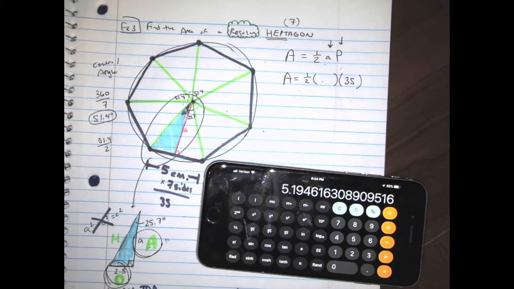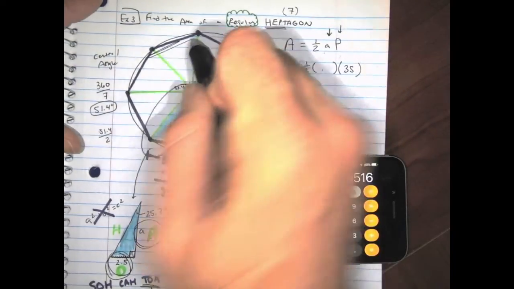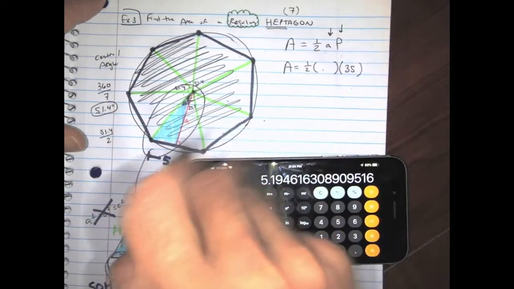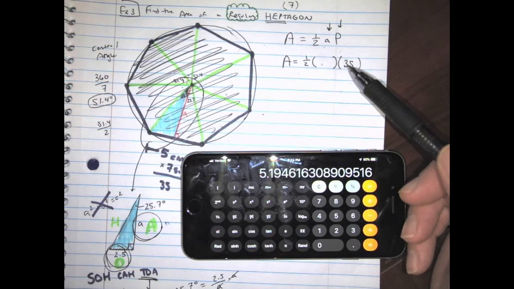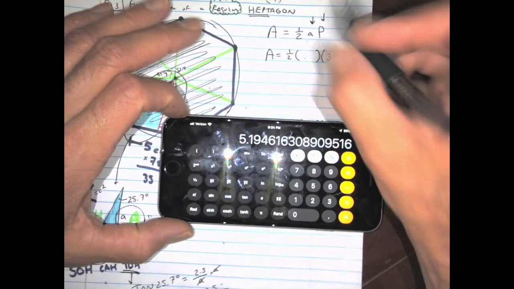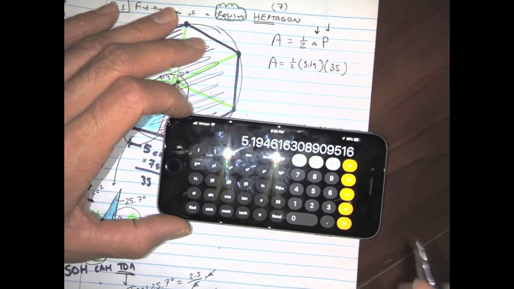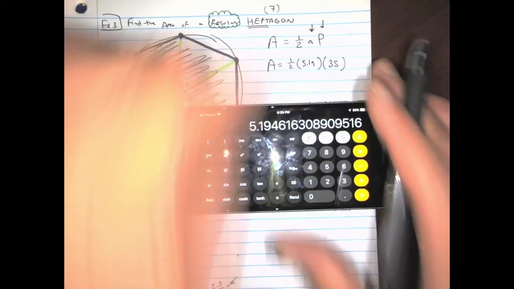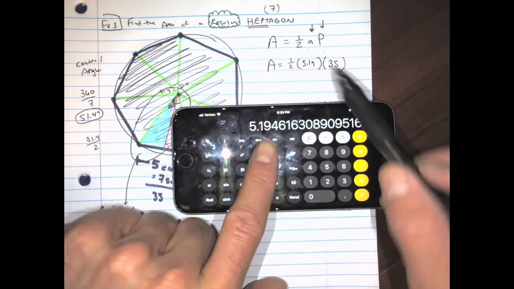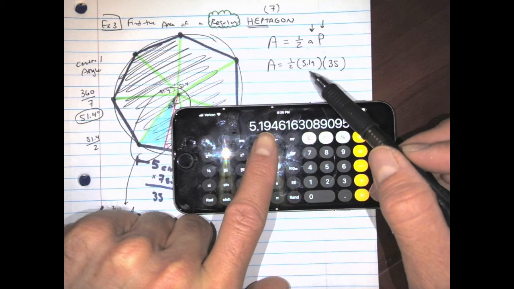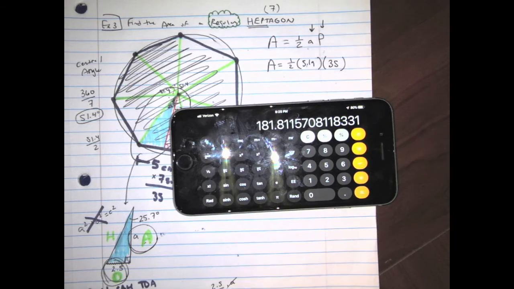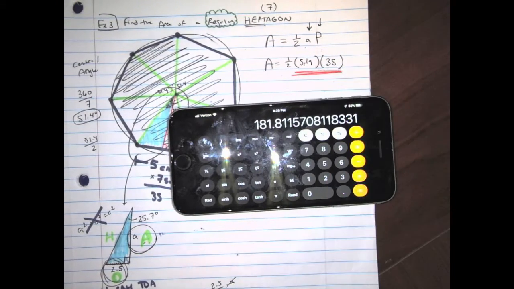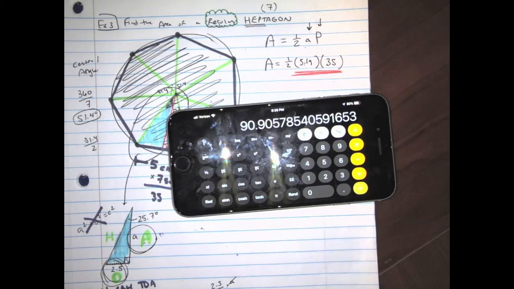Now remember what we're trying to do. We are trying to find the area of this regular heptagon. So we're using 1/2 little a big P. I've got the perimeter, now we just need the apothem. So take this apothem, 5.19. I'm going to keep it in my calculator, because all I need to do is multiply it by the 35, the perimeter. So that takes care of these two. And now I need to multiply it by 1/2. And folks, we're done. So divide by 2.